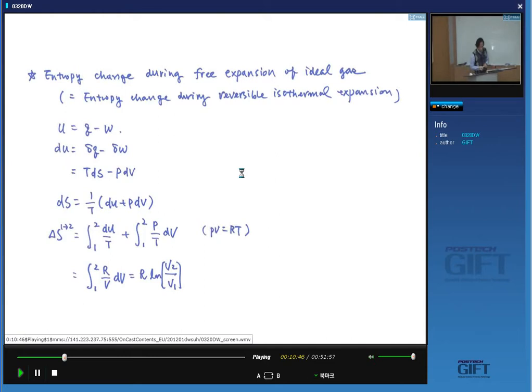Here is our solution. As you know, the internal energy is given by the first law of thermodynamics, Q is heat absorbed by the system, and W is work done by the system. Right? So when we consider the change in internal energy, it will be given by this one. The reason why I use here Greek character delta is that Q and W are not the state function. That is why I use Greek character delta instead of D here.